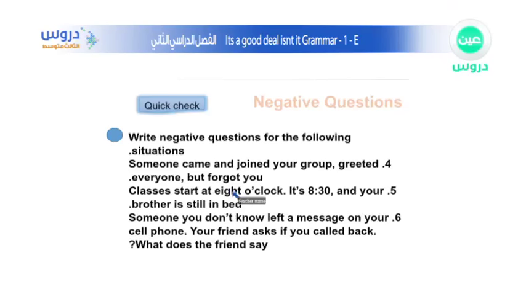Someone you don't know left a message on your cell phone. Your friend asks if you called back. What does the friend say? It's a difficult situation, right? Okay, no problem. We're gonna check this in the next slide because we didn't have time. Didn't you call back? When we say did, the next verb must be present simple. We can't use past with didn't or did. Okay. Won't you call him back? Mirhan, how did you know that he is a male? Won't you call her back, maybe? So, won't you call back?